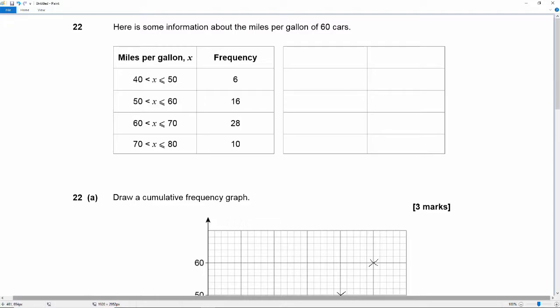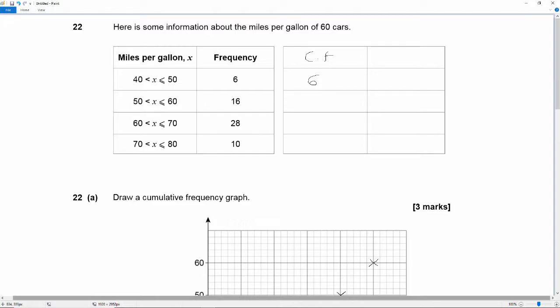And 22a says, draw a cumulative frequency graph. So we're going to need a cumulative frequency. So let's put the CF here. Now, the cumulative frequency is basically, as the word says, it's the frequency that accumulates. So we're starting off with the 6 cars get between 40 and 50 miles per gallon. So our first column is 6.